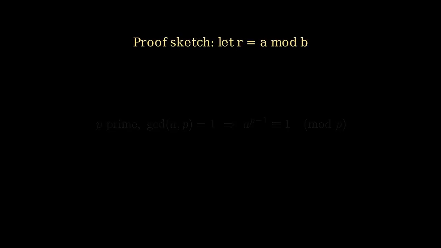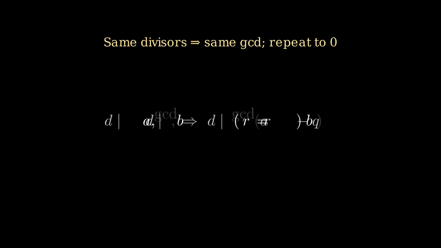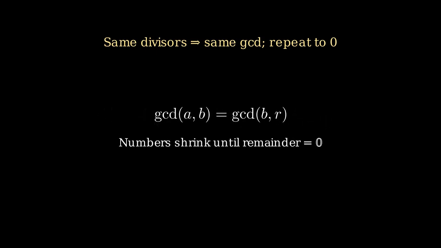Let's sketch why the Euclidean algorithm works. Suppose r equals a mod b, meaning a equals q times b plus r for some integer q. That's just what remainder means. Here's the key insight. Any number that divides evenly into both a and b must also divide evenly into r, since r equals a minus q times b. Going the other direction, any number dividing evenly into both b and r must also divide evenly into a. So the pair a and b and the new pair b and r share exactly the same common divisors, hence the same GCD. Repeat this, and the numbers keep shrinking until the remainder hits exactly 0, and the process stops there.